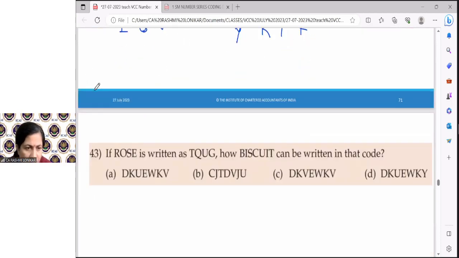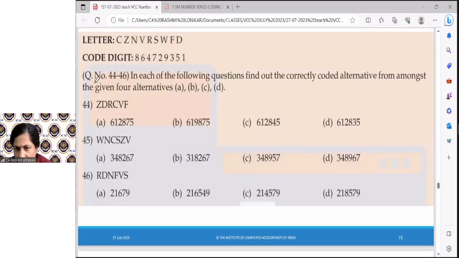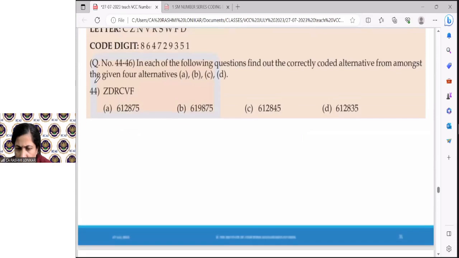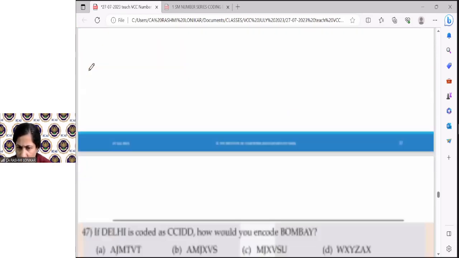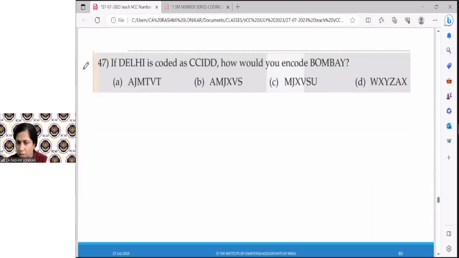43 is similar to that. 47, take 47. Okay, let us take 47. So one I will take, don't worry. Yes, very good. Everybody is answering very well.